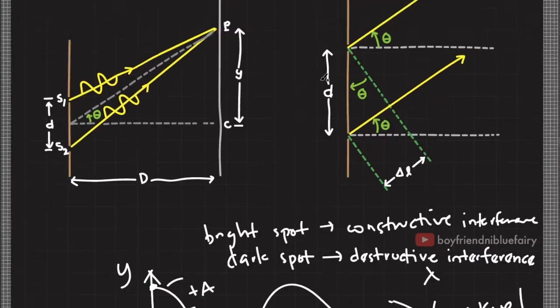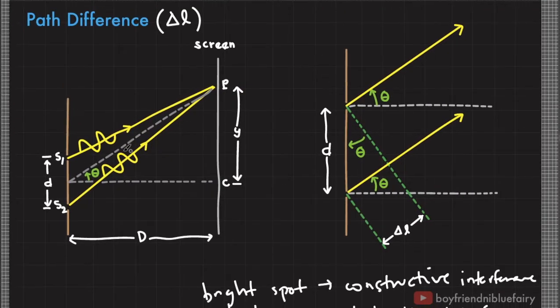So going back to our figures, if this is slit 1 and this is slit 2, and we just focus on one wave traveling from slit 1 and one wave traveling from slit 2, and instead of representing the wave with a pattern like this, let's just represent it with a ray. If these two waves interfere constructively, then we will have a bright spot here at point P. Otherwise, if they interfere destructively, then we will have a dark pattern at point P.